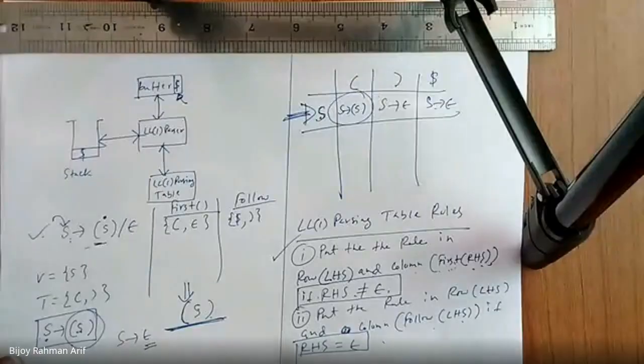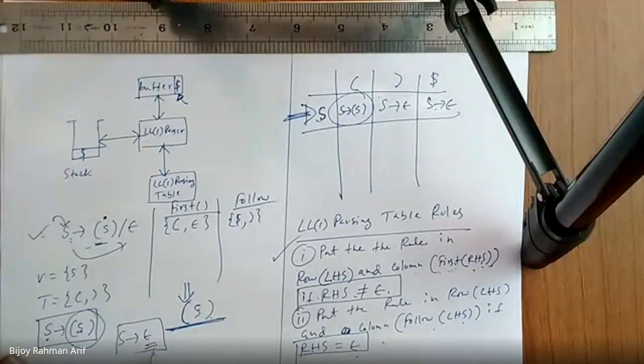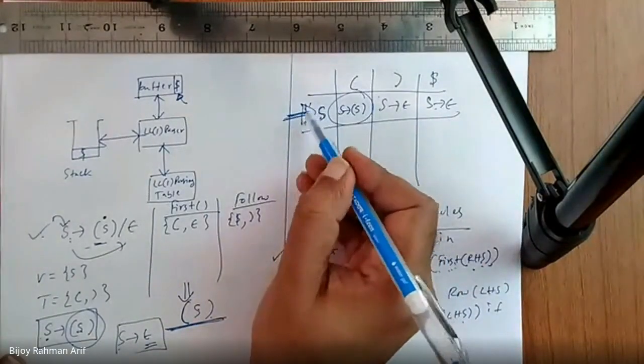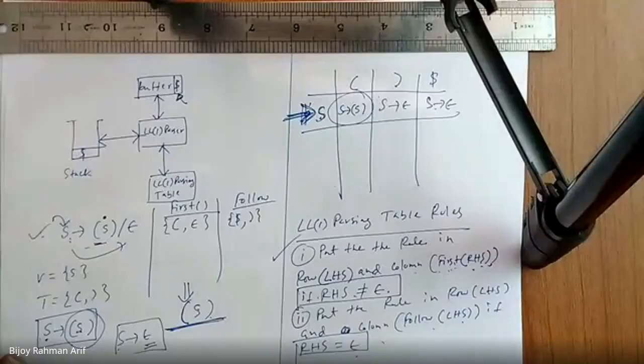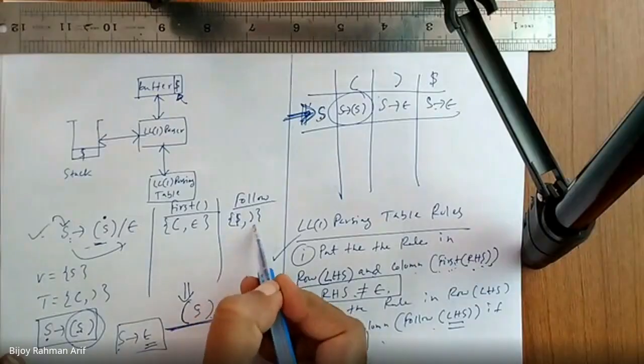And how about when RHS is epsilon? In this case, S' derives epsilon, the second part. Put the rule in the row of LHS, which is S, the same row. The column would be follow of LHS. What is the follow of S? Dollar and close parenthesis. So S' derives epsilon goes there. Done?